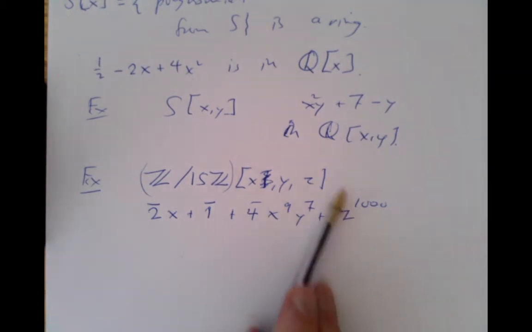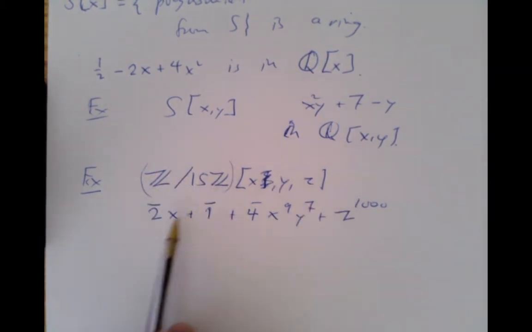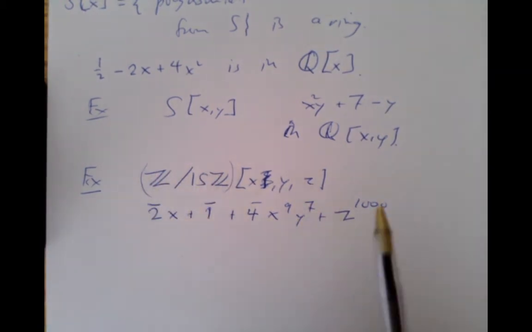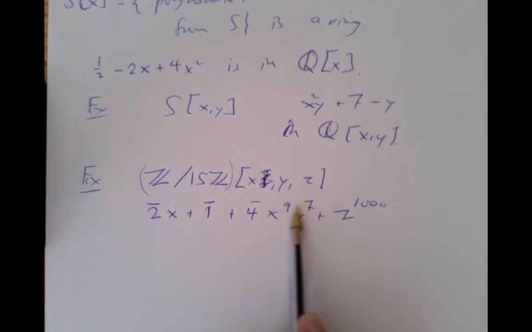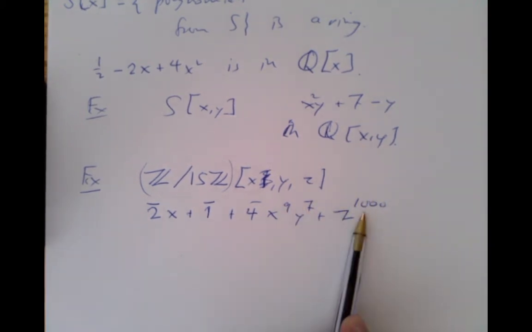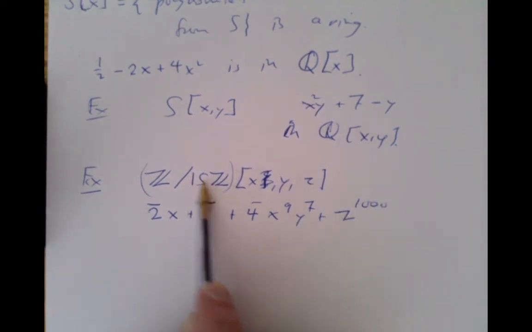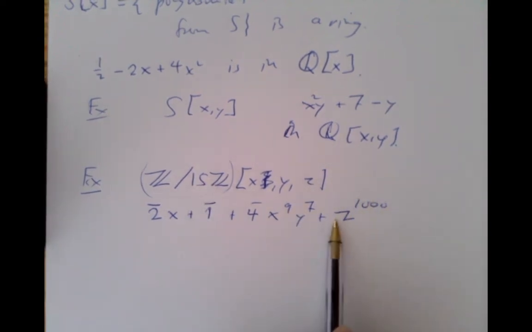Remember that when you talk about polynomials with remainder coefficients, it's only the coefficients that are remainders. These exponents are not remainders. So that 7 or that 1,000, for example, that 1,000 is not going to get reduced by 15s because it's not a coefficient, it's an exponent.